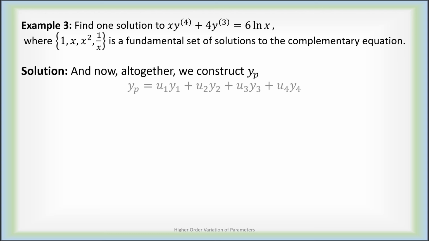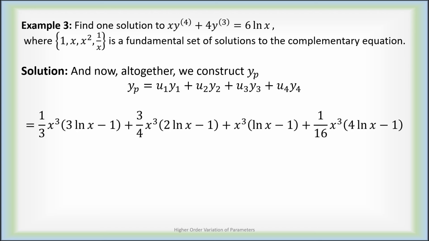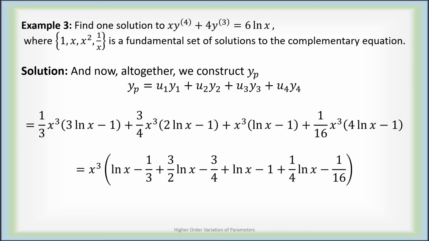Altogether, we can now construct y sub p as u1 y1 plus u2 y2 plus u3 y3 plus u4 y4. Here are all of the terms we've computed. Factoring out a common x cubed, if you like, here we have y sub p, x cubed times this enormous parenthetical term. We can simplify what is multiplying a log x and what are constant terms, and we end up with x cubed times 15/4 times log x minus 103 over 48.